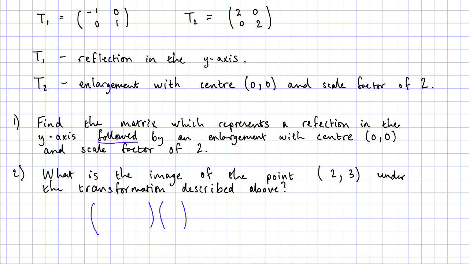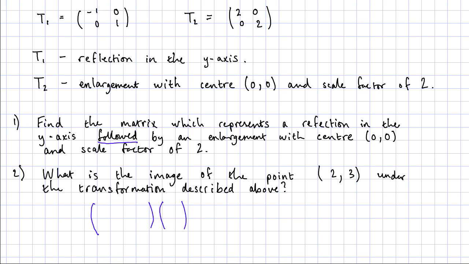Now if I now want to transform this by an enlargement with center 0, 0 and scale factor of 2, I need to use the matrix T2 and I need to multiply on this side, because if I multiply this, I'm going to have a result and then I need to multiply it on this side. So remember, the matrix goes on the left and whatever you're transforming, it goes on the right.